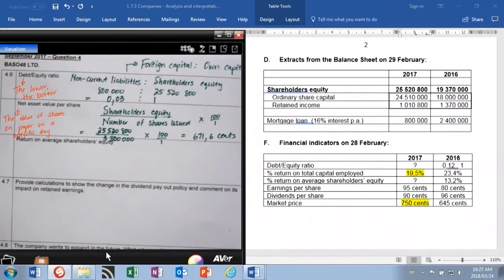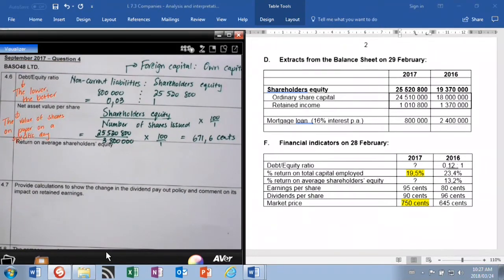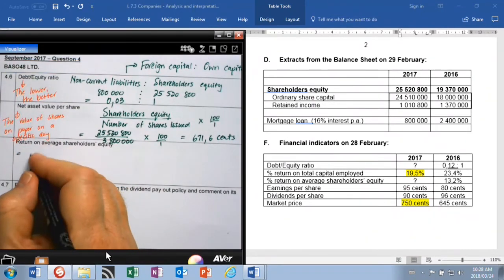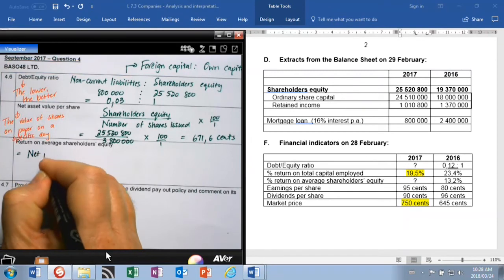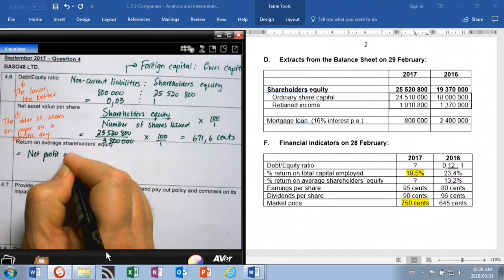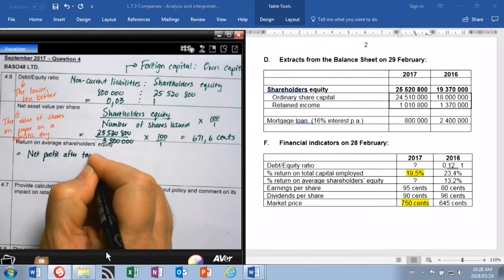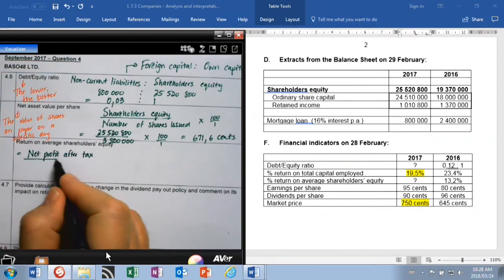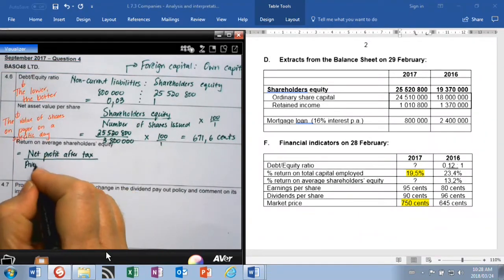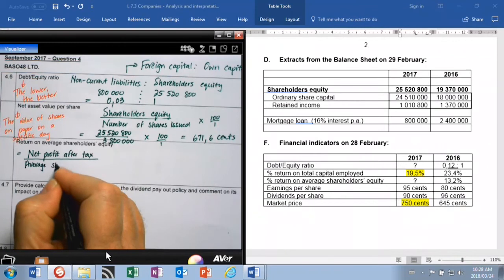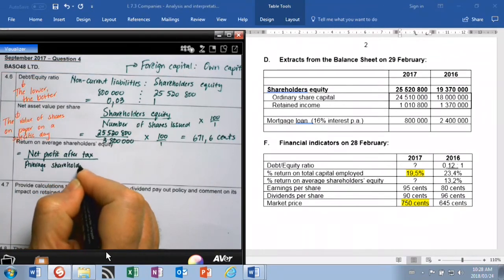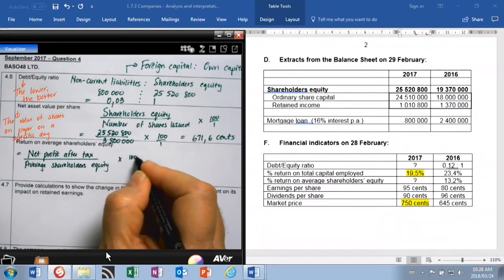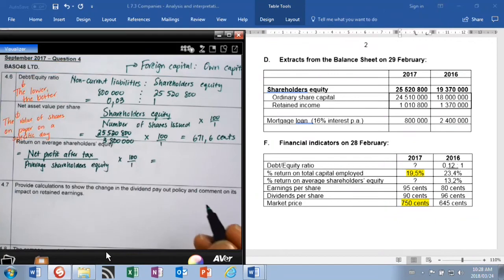The next question was the return on shareholders' equity. The return on shareholders' equity gives you the net profit after tax, divided by average shareholders' equity, times 100 over 1.